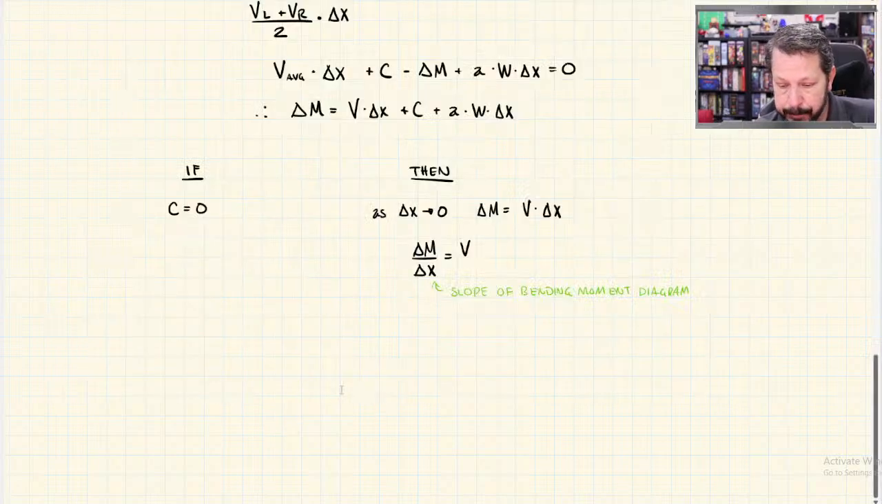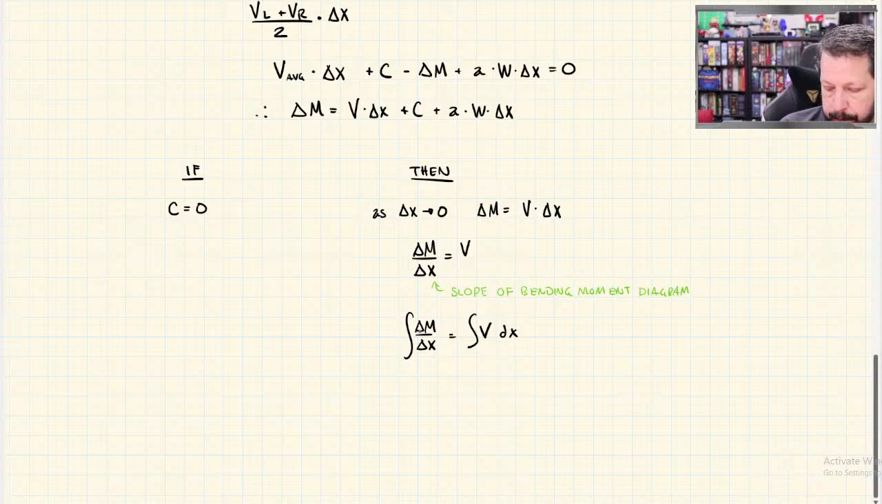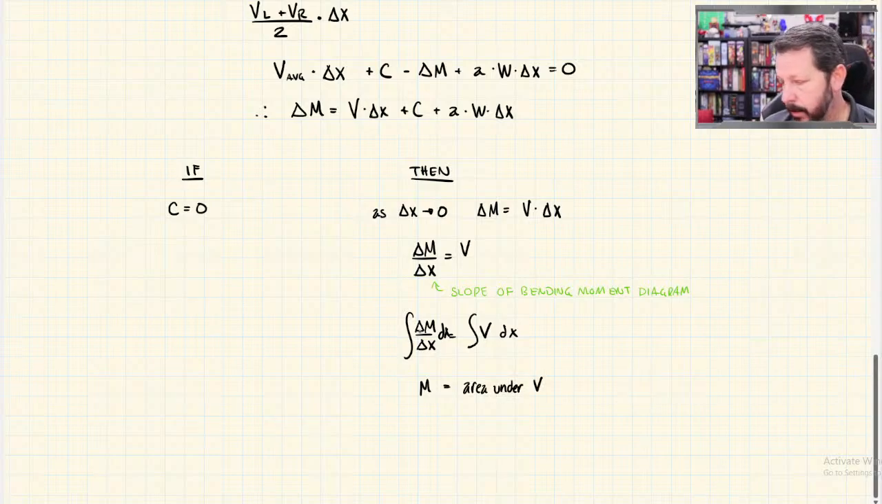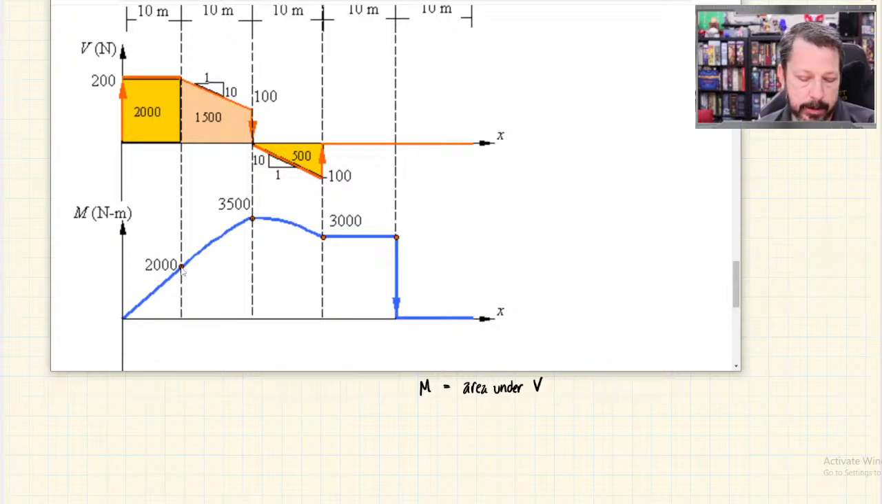In fact, if we went over here and let's do this, delta M over delta x, integrate both sides with respect to x, and you get M equals the area under V. So that's why when they were drawing their shear diagram, these numbers here, the 2000, the 1500, the 500, those are the areas of those regions, because they're integrating the area under the shear curve so that they can figure out how much change there is, not the value, but the change of it.